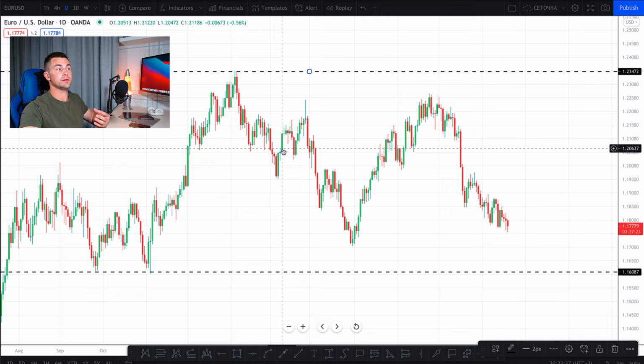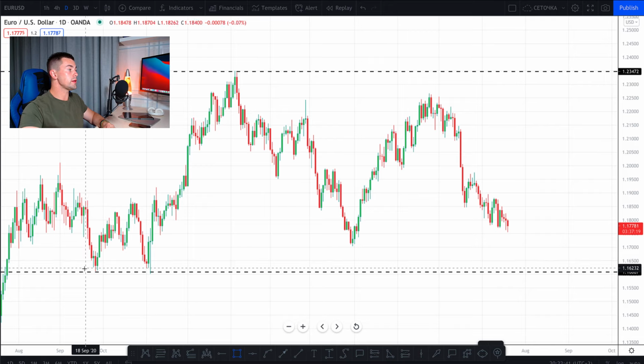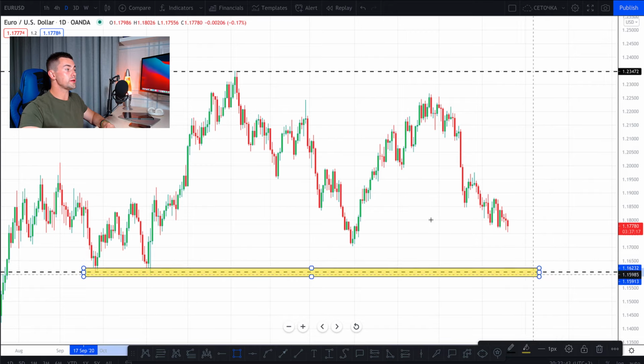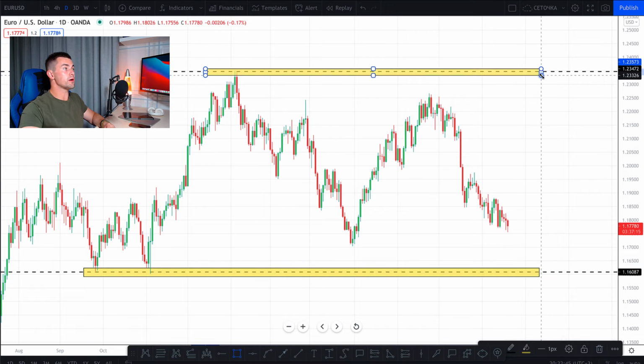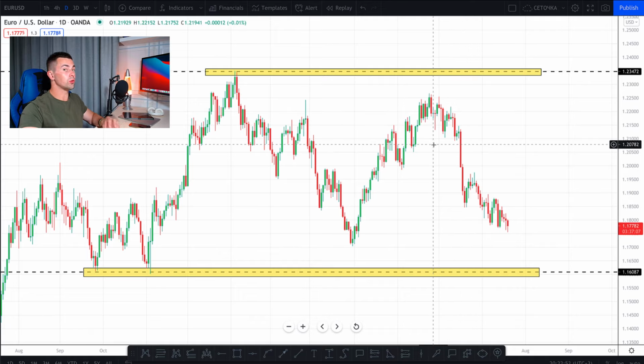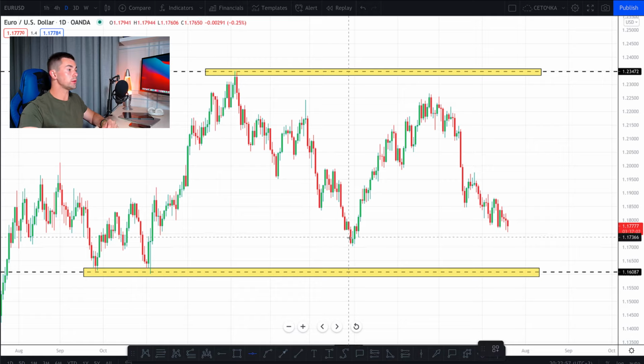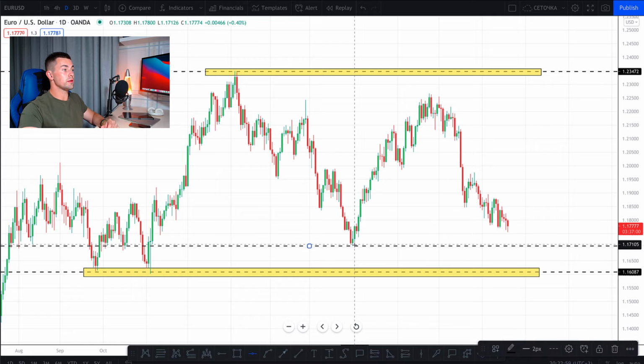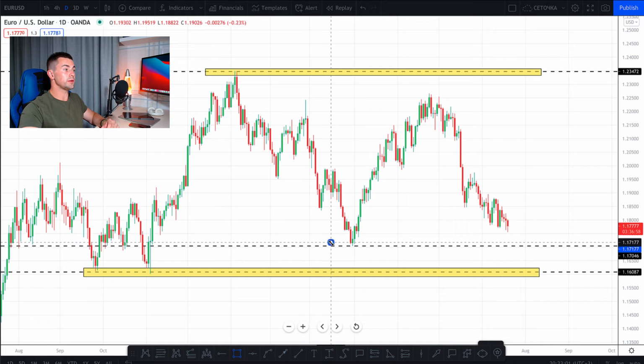Now let's try to identify the key levels within this range. Obviously the low of the range and the high of the range are the most important key levels right here, and definitely we must consider them in our analysis. But also we have a lot of key levels lying within this range. First of all, take into consideration that structure right here. That structure right here is the current year's low.